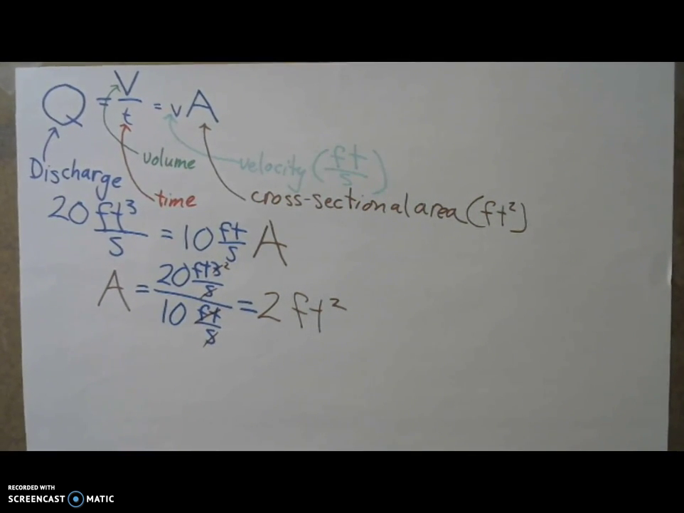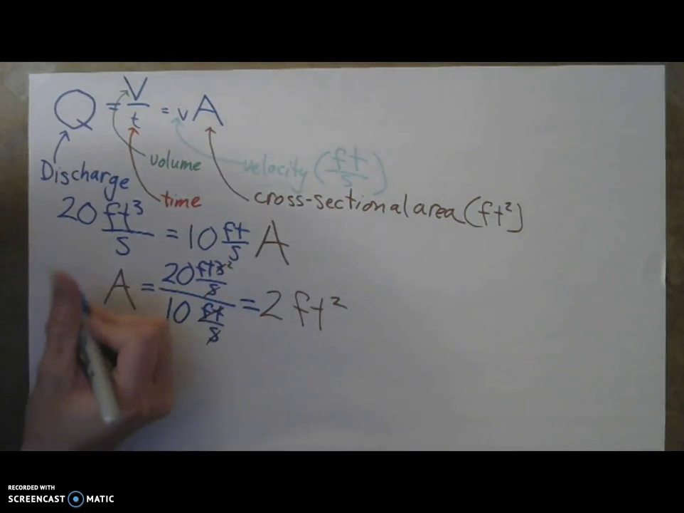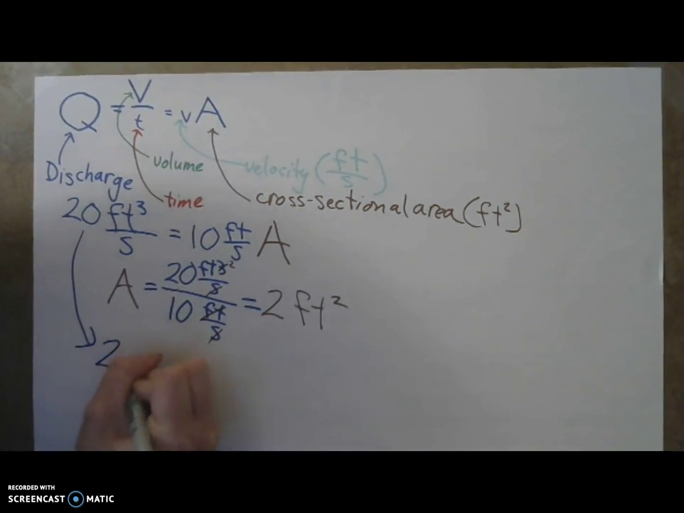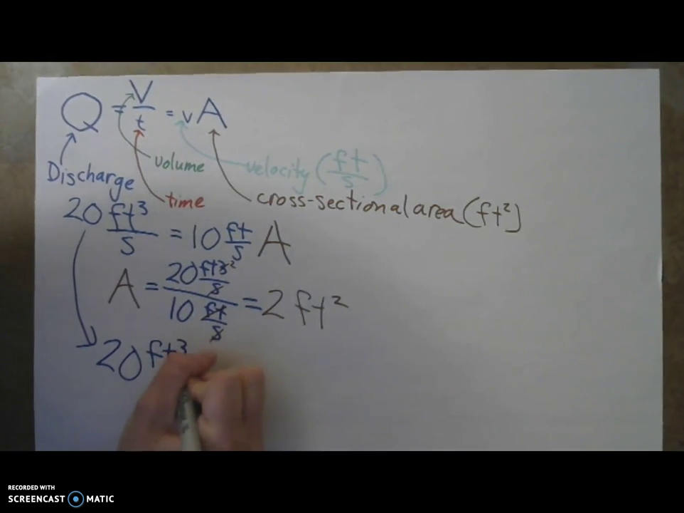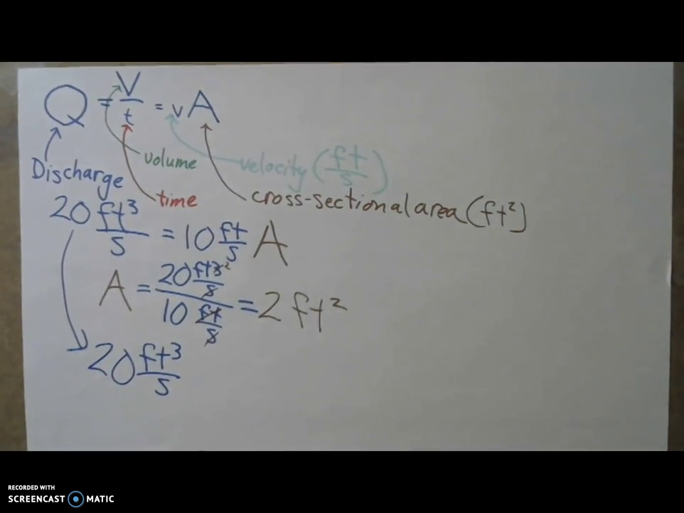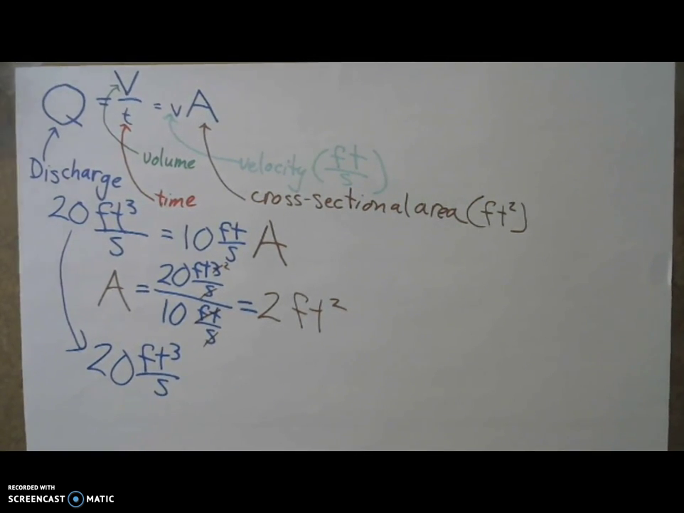2 feet squared. Let's say I want a slower stream, slower velocity. Perhaps I want to wade on a bed load with finer sediment or something. Discharge is the same, 20 feet cubed per second. Velocity is slower. Let's say by half, so 5 feet per second.